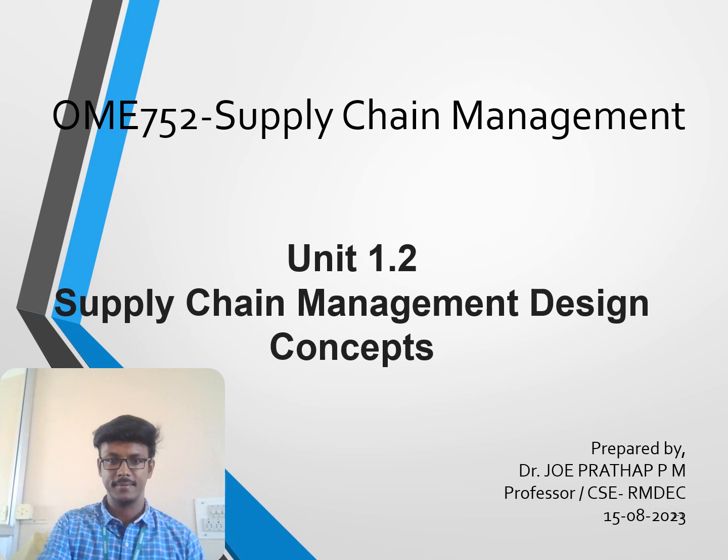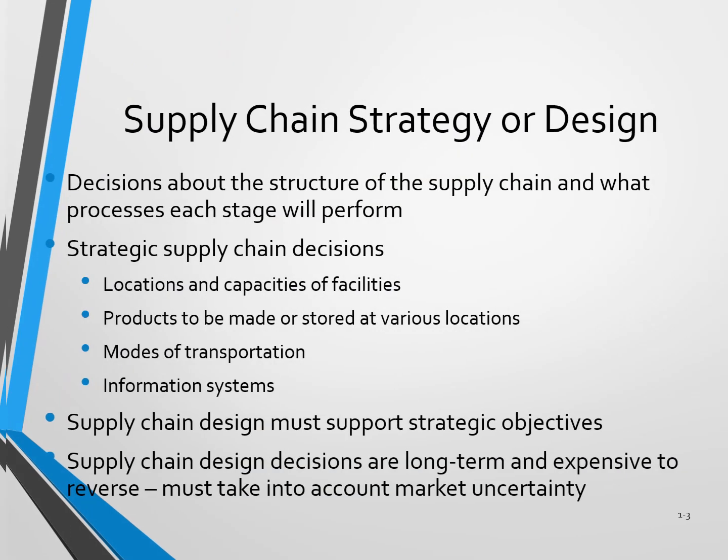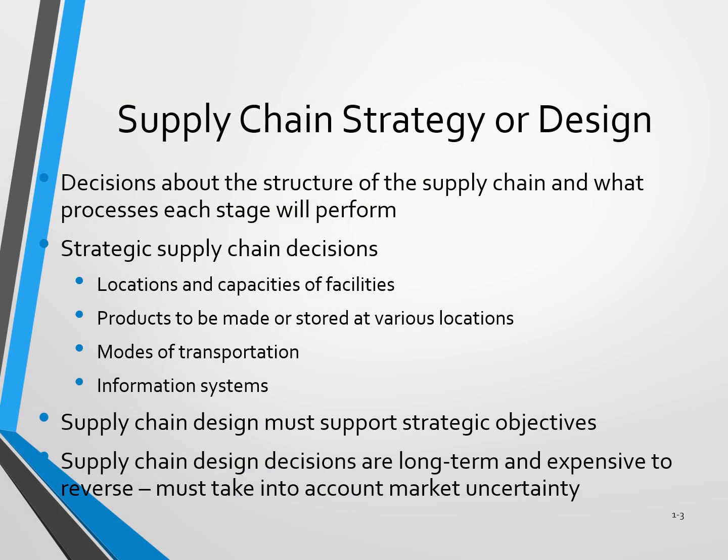Now we'll see what the supply chain management design concepts are. When we talk about decision phases, we have three decision phases. One is supply chain strategy, or we call it supply chain design. Another one is supply chain planning, and the third one is supply chain operation. So we'll see elaborately supply chain strategy or design. Decisions about the structure of the supply chain and what processes each stage will perform fall into this category. For strategic supply chain decisions, especially we need to think about locations and capacities of facilities, products to be made or stored at various locations.